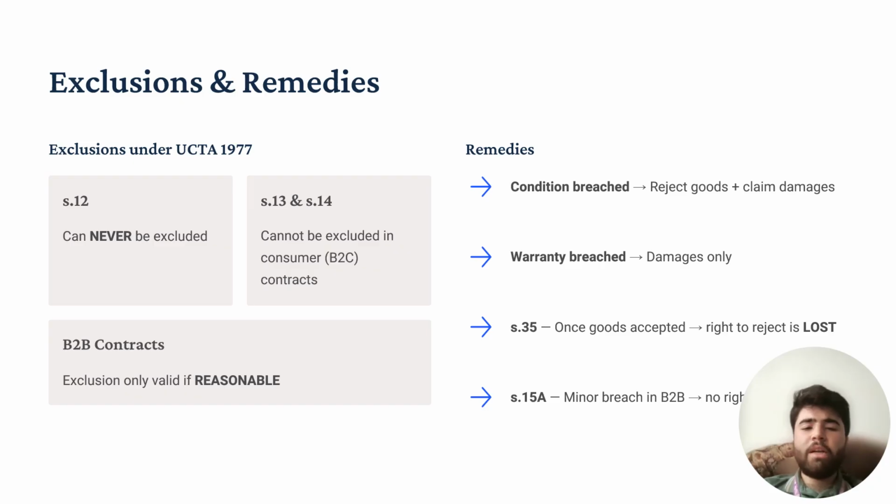Now let me briefly explain what happens when these implied terms are broken and whether sellers can exclude them. Starting with the exclusion under the Unfair Contract Terms Act 1977, Section 12 of the Sale of Goods Act. If a warranty is breached, there is Section 12 subsection 2. The buyer can only claim damages. There is no right to reject.